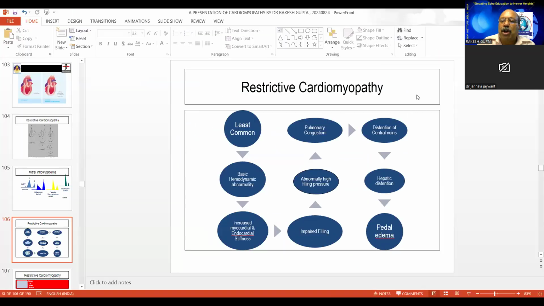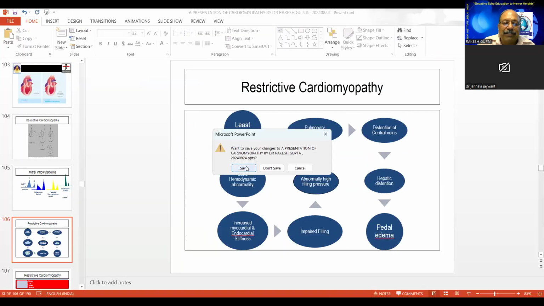Majority of these people have abnormal filling patterns. They will not have normal filling patterns. So that's what is seen in this subset of population. And let me show you one more important picture, if I could locate it in 1 minute. If you see that picture, you'll never forget in your life what non-compaction of LV is.